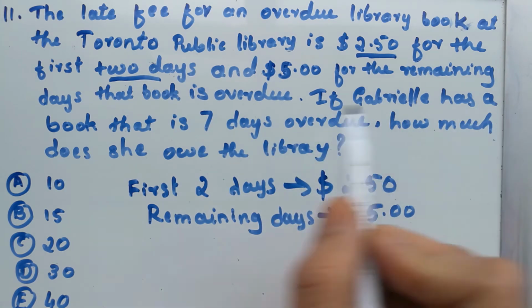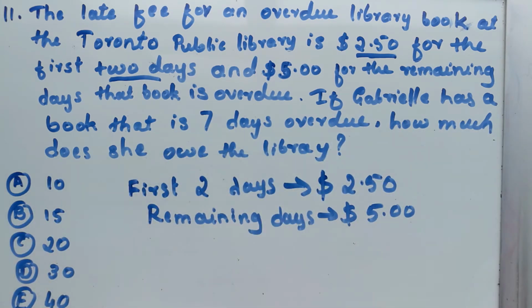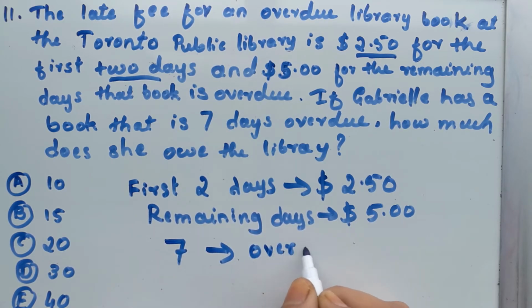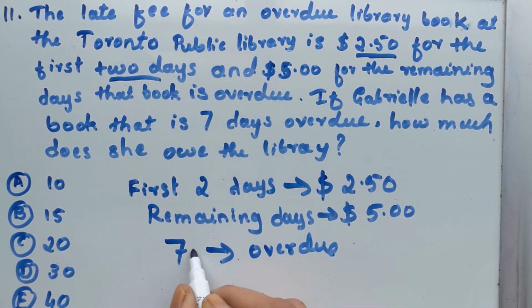So, Gabrielle has a book that is 7 days overdue. We have to find how much she owes the library. That is how much late fees she has to pay.